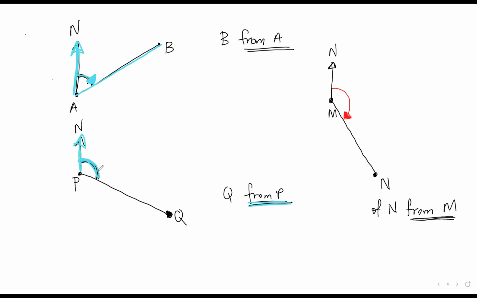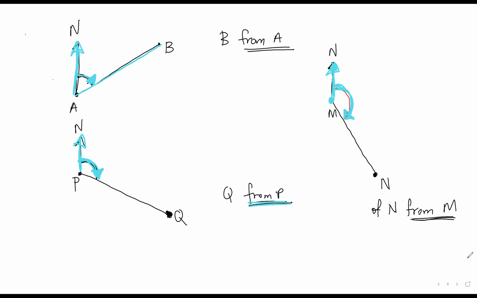So this angle here is your clockwise angle at P, so that's your bearing. In this question, N from M, it's from M, so that is where your north line goes, and the bearing is going to be the clockwise angle from that north line to your line MN.